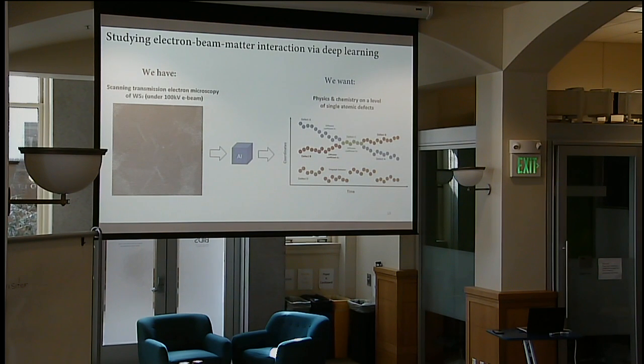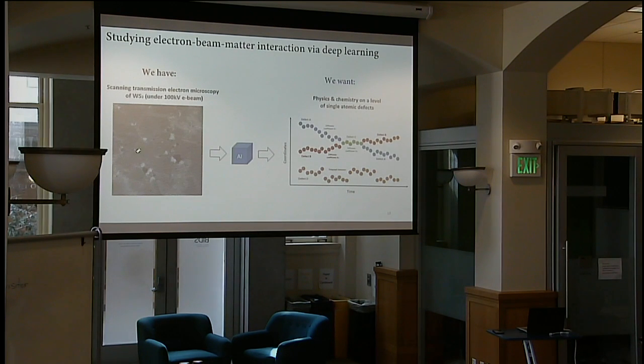So the experimental data that we get is something like this. This is a 2-dimensional tungsten disulfide material under E-beam irradiation. And you can see that some point defects start to form. Then they move, they merge into larger defects. So you see emergence of new phases.